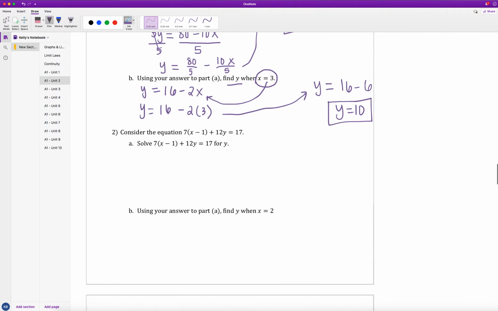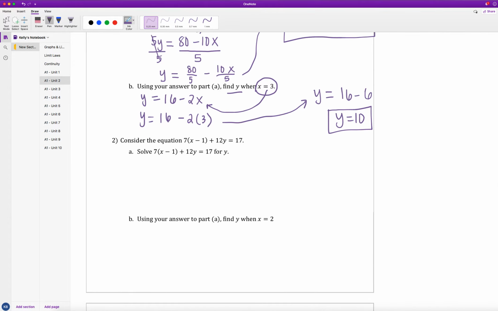Let's look at example 2. So example 2 is similar. It says, consider the equation 7 times the quantity x minus 1 plus 12y equals 17. And part A is again having us solve that equation for y, and then part B will have us use our answers from part A. Why don't you guys pause the video and do part A on your own first right now, and then we'll check it together. Okay, let's go ahead and check our answer to part A.